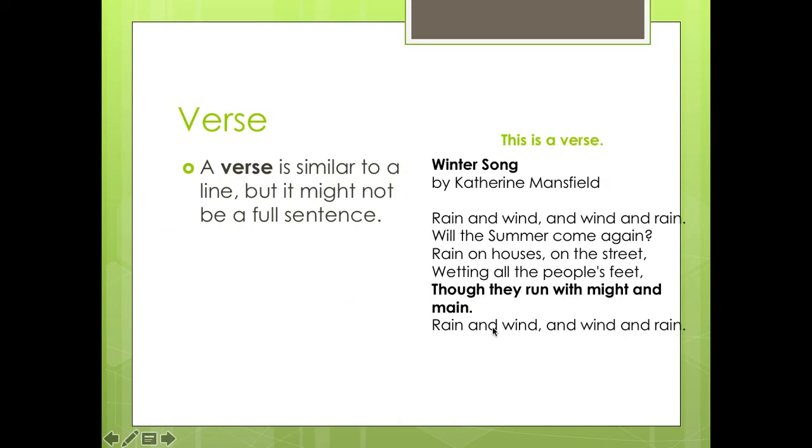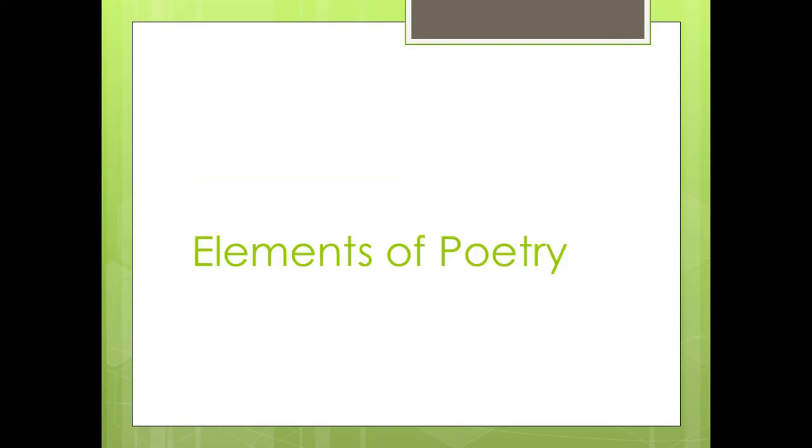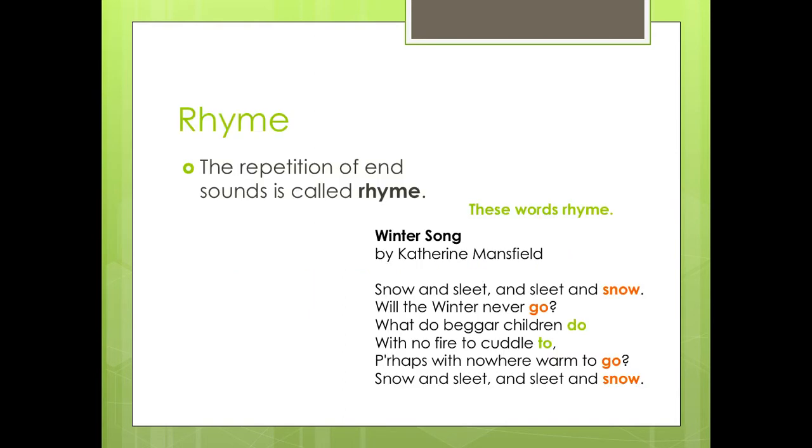A verse is similar to a line, but it might not be a full sentence. In this verse, it's a little sentence, it's a piece. Sometimes verses repeat themselves. So those are the parts of poems. Elements of poetry are rhyme.